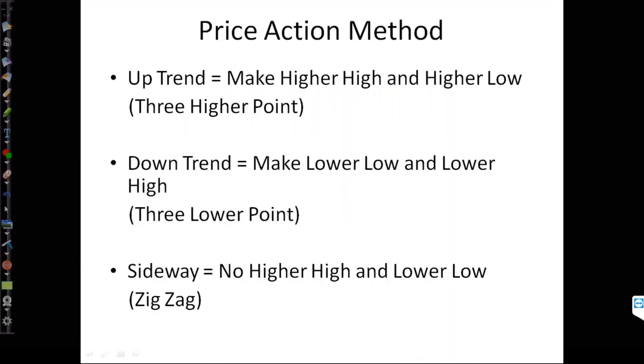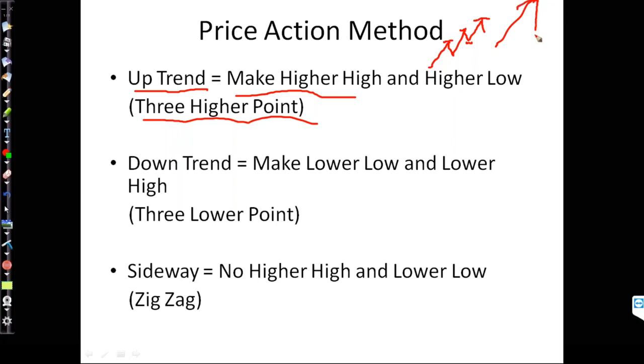Now you can see here, first price action method. When we are going to say this is the uptrend, we'll recognize it as an uptrend when it makes higher high and higher low, right? Higher high and higher low. Or here is another criterion: at least when they create three higher points, higher point one, higher point two, higher point three, we'll confirm that the market is in uptrend.